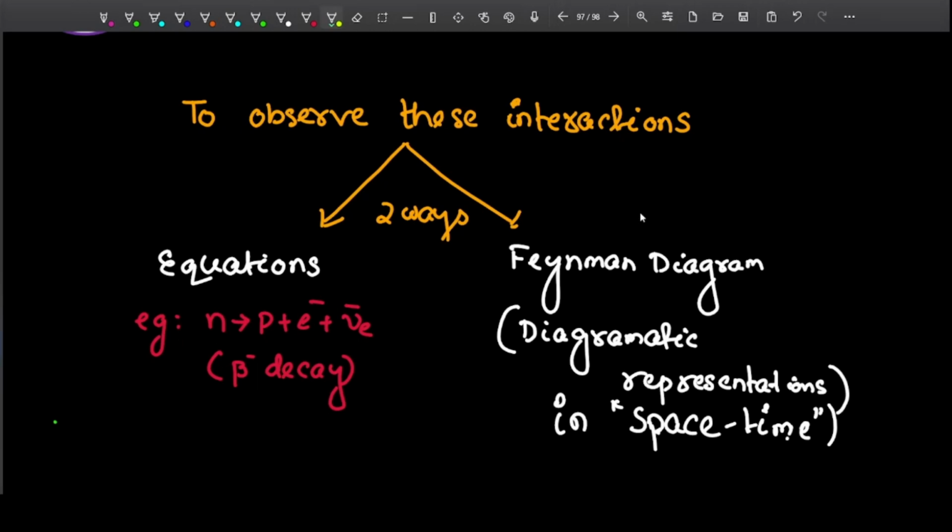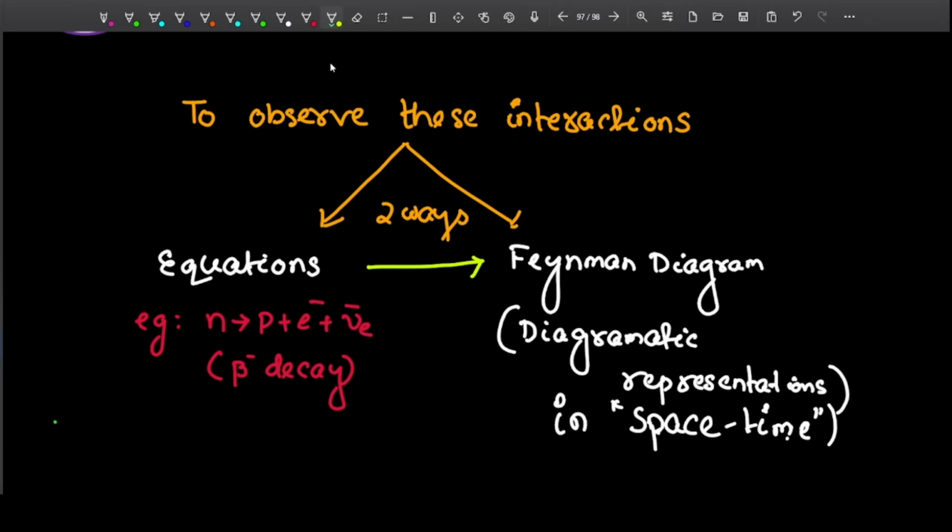Whereas there is another process through which we can visualize these equations, and that is the core concept of this video. That is the Feynman diagram. So basically, we can say that Feynman diagrams are the diagrammatic representations of all these interactions in space and time.